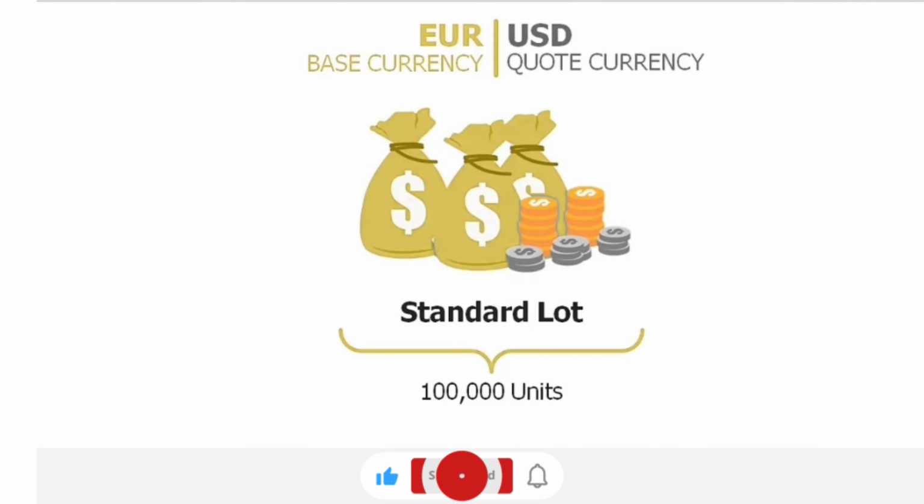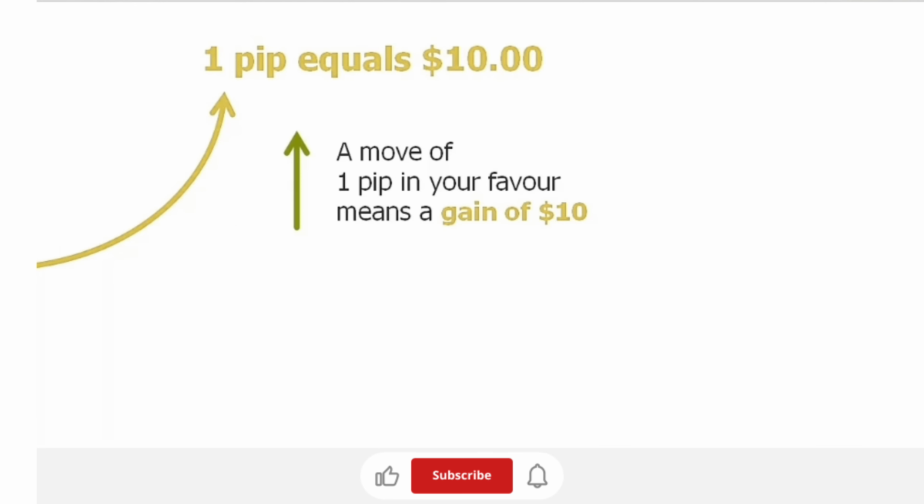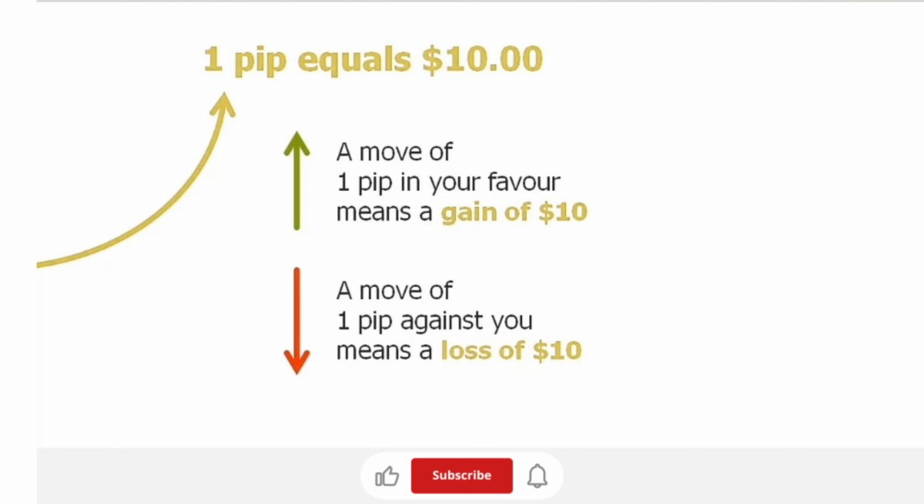A standard lot is equal to 100,000 units of the base currency. In this case, when you buy a standard lot of euro-dollar, you are buying 100,000 units of the euro with US dollars. This means that one standard lot has a value of $10 per pip when trading major currency pairs. So if the market moves 1 pip in your favor, you make $10. If the trade moves against you by 1 pip, then you will lose $10.